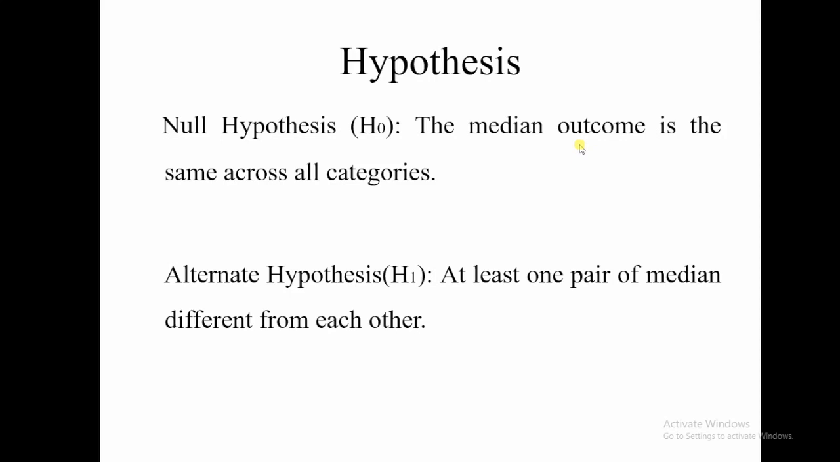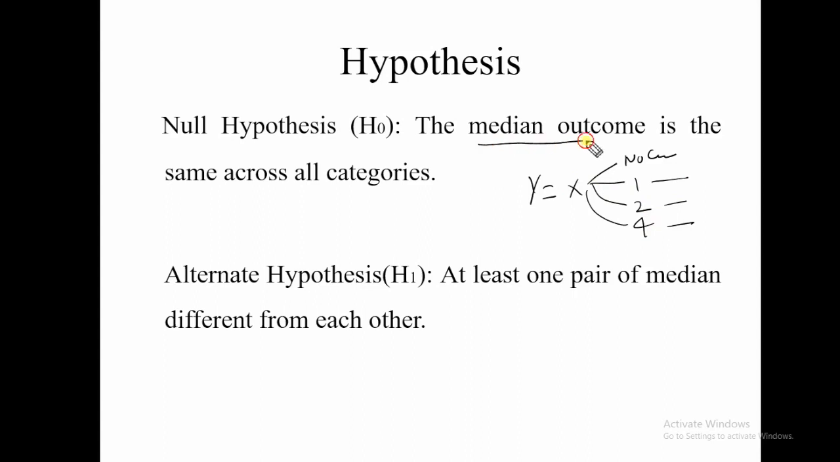Now, how to develop the hypothesis for the Kruskal-Wallis test? The null hypothesis: the median outcome is the same across all categories. It means the median value, there are 4 categories. The one category we are not giving, this is the Y dependent variable. The first category is no cup of coffee, then 1 cup of coffee, third 2 cups of coffee, and fourth 4 cups of coffee.